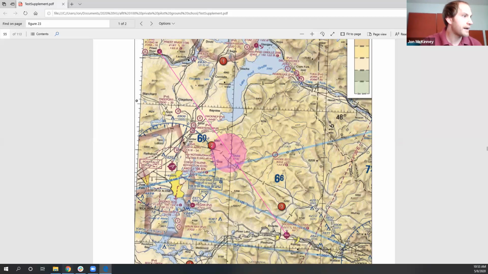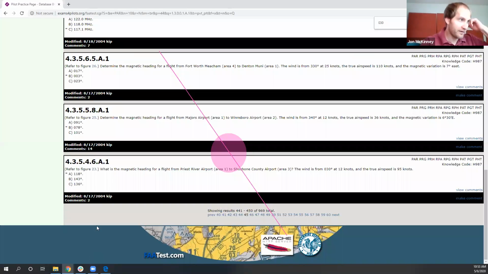Just so we're all on the same page, let's go backwards and reimagine what our question is. We're trying to figure out the magnetic heading for a flight from Priest River Airport 1 to Shoshone County Airport Area 3, and then we're going to do winds. So what I would really communicate to you is that we have a lot of information that's already written out to us on our plotter.